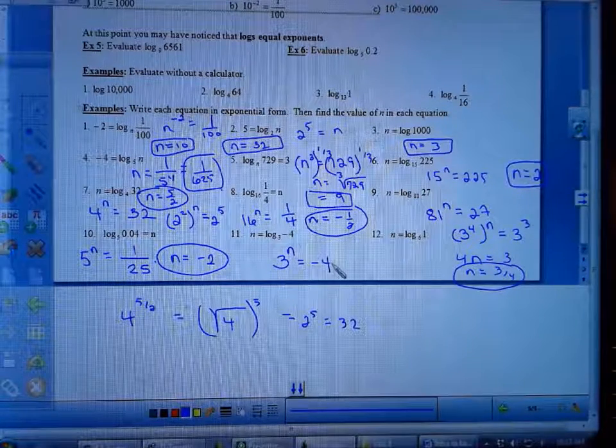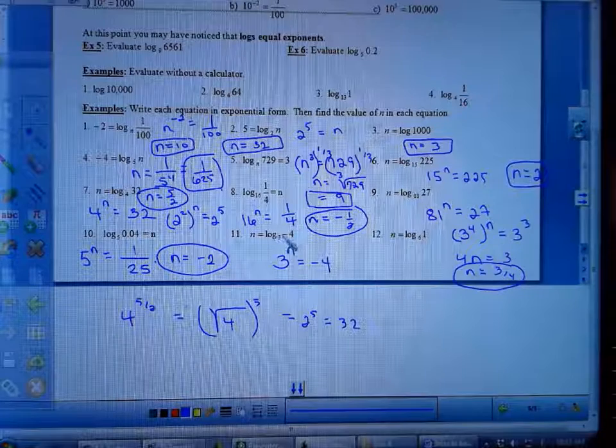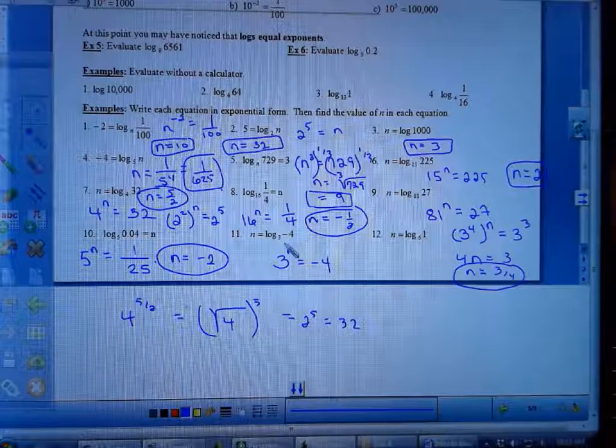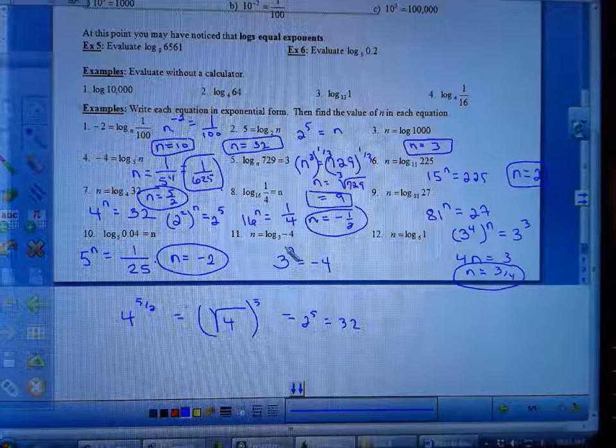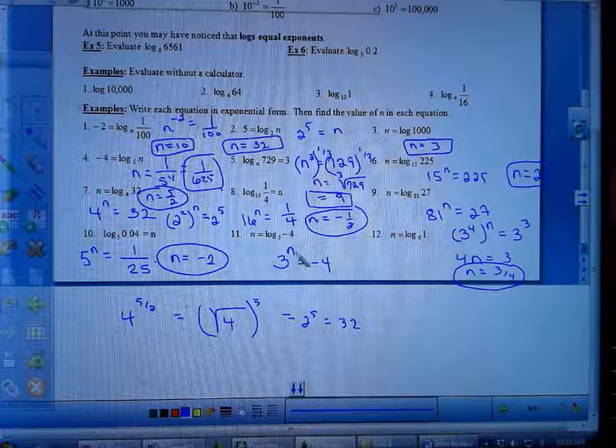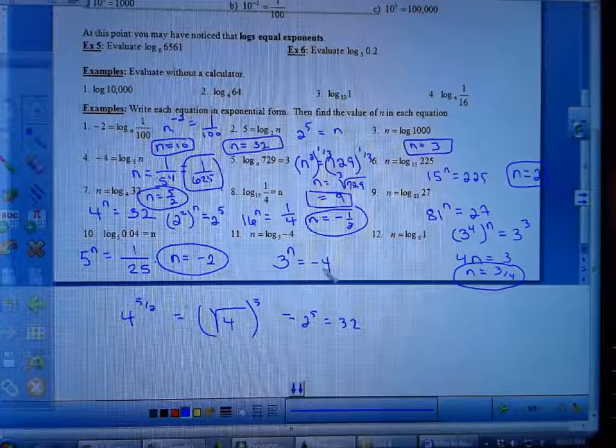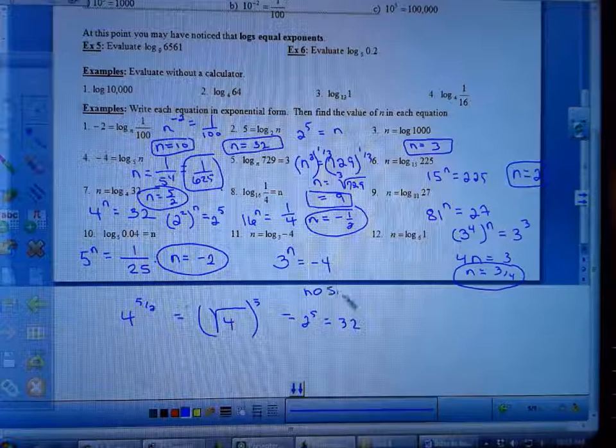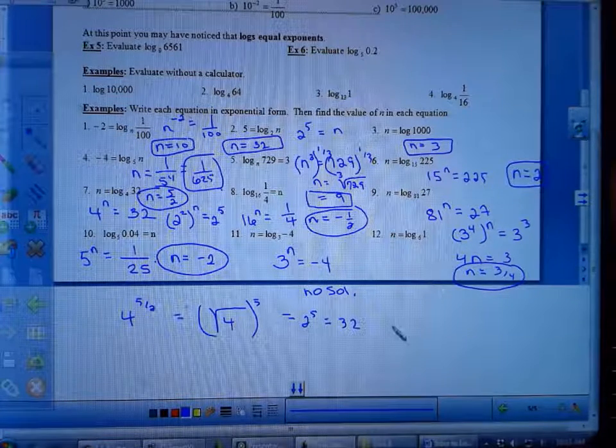You cannot take the log of a negative number because there's no way to raise. Remember what we said to start off with? This base has to be what? Positive. It has to be positive and it can't be 1 because then you just have a line. So the fact that 3 is positive, no matter whether I'm raising it to a positive or a negative n, I'm never going to get a negative 4, so it's no solution. So you cannot take the log of a negative number. So remember that, that's really important.